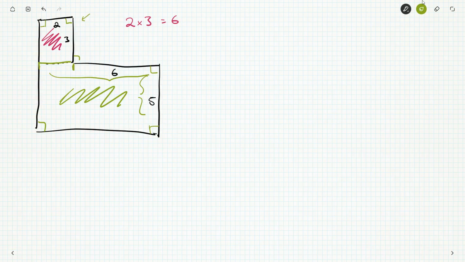Well, look at this smaller rectangle here, the 2x3. Remember that in rectangles, opposite sides have the same length, so since we've got a 2 up here, we're going to have a 2 down here. And so this side is 2 plus 6, or 8, so this is a 5x8 rectangle, and that's 40. And if we add them up, 6 plus 40 is 46, and that's going to be our area.